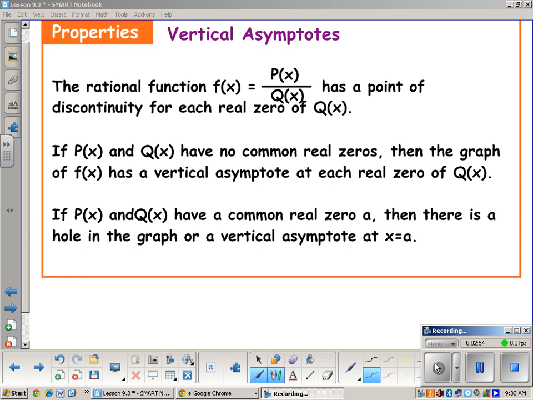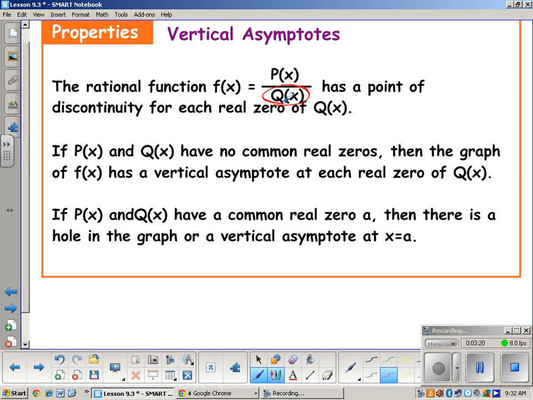So AJ's question is whether these two are mutually exclusive, that they can't both happen at once. So let's back up and make sure we understand what we're looking at. The rational function f of x equals p of x over q of x has a point of discontinuity for each real 0 of q of x. So that's what we were just talking about a moment ago. For each of these numbers that make a 0 in the denominator, there's going to be a point of discontinuity.